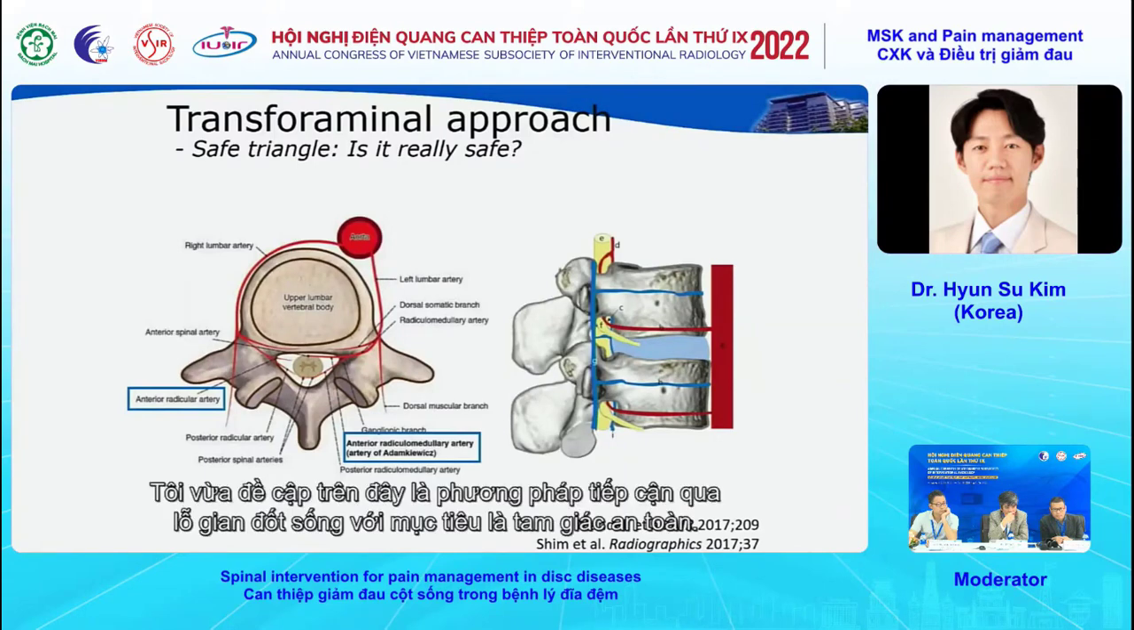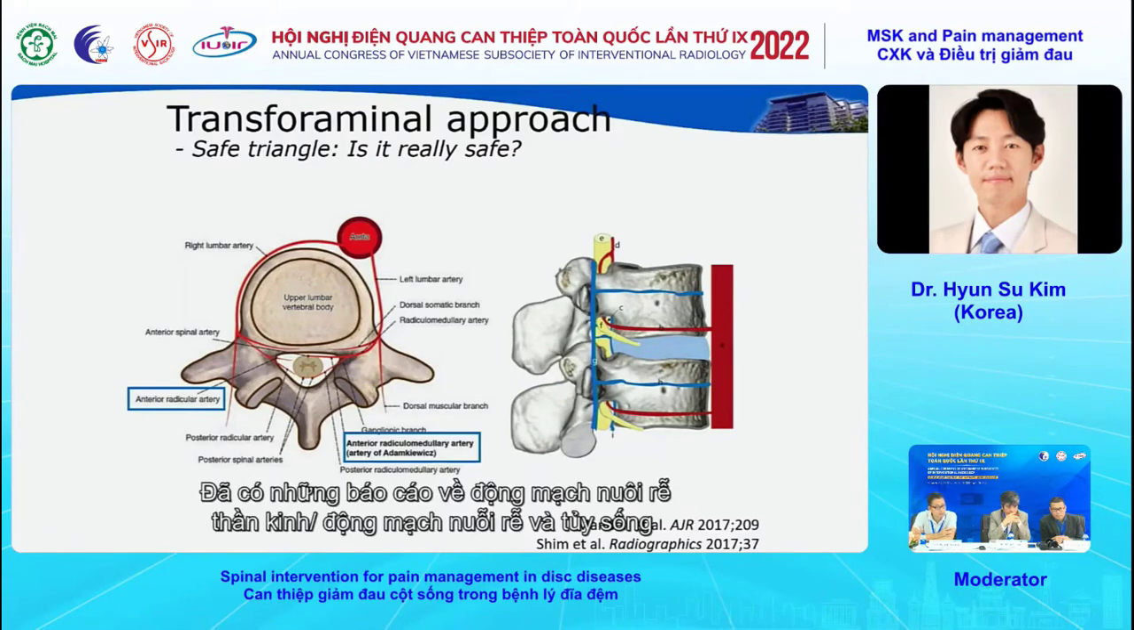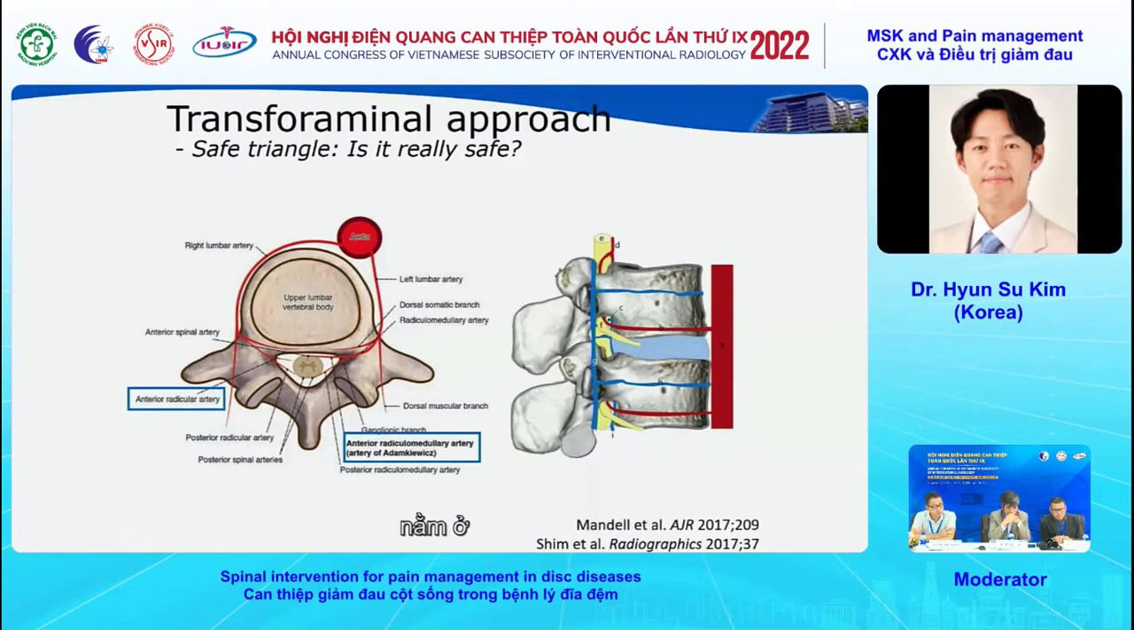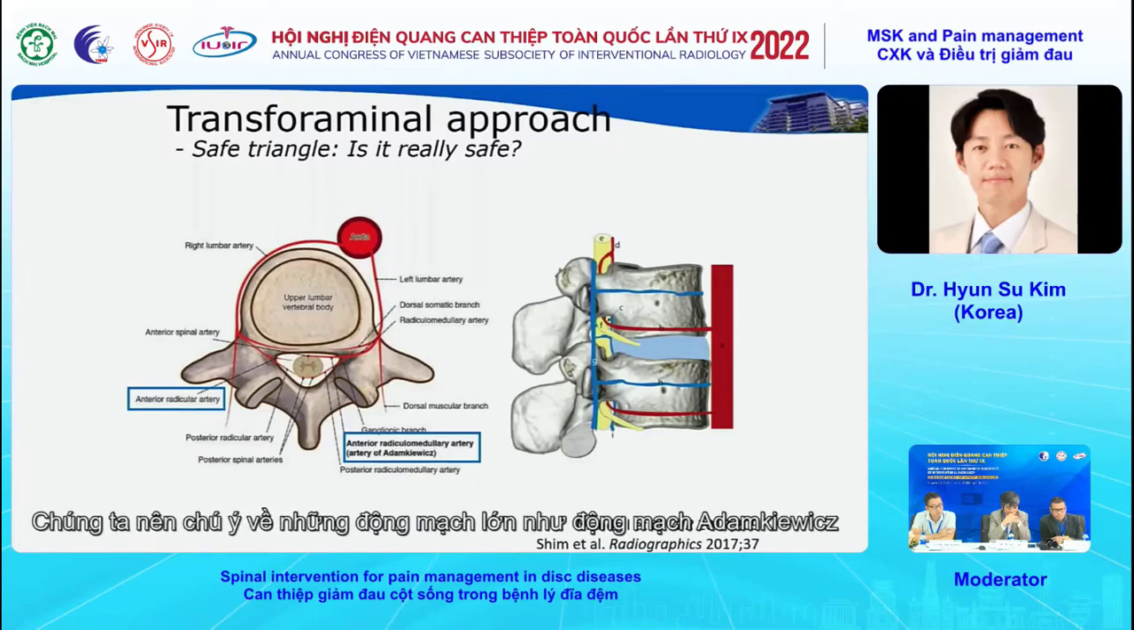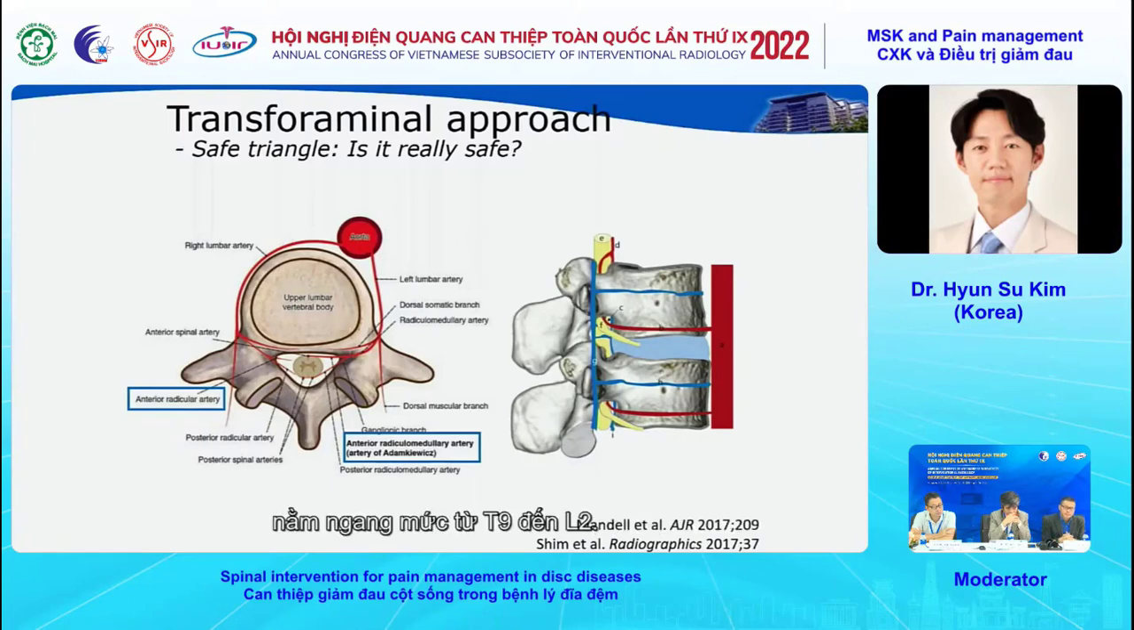I just mentioned that the target of the supraneural approach is called a safe triangle. Yet it has been reported that radicular and radiculomedullary arteries are located at anterior superior aspect of the neural foramen. We should especially be concerned about the dominant radiculomedullary artery known as artery of Adamkiewicz, located between T9 and L2 level.